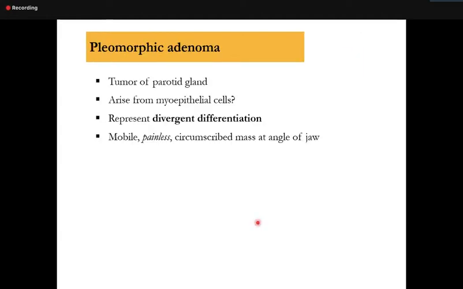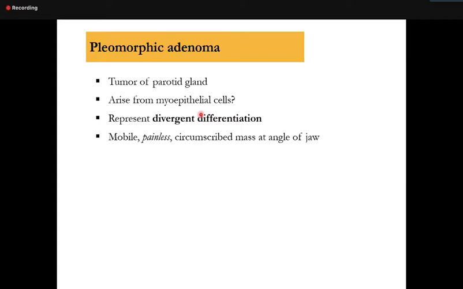Now, pleomorphic adenoma is a tumor of the parotid gland, and because of that, most of the parotid gland tumors are benign. The origin of this tumor is controversial, but it is thought that they arise from the myoepithelial cells. A characteristic of myoepithelial cells is that they are multipotent. They can differentiate along different mature cell types.